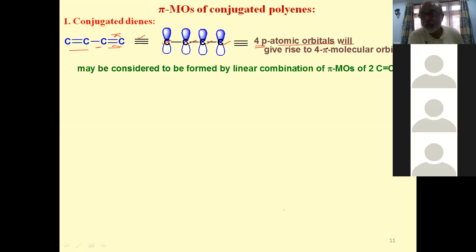Like in hydrogen, 2 atomic orbitals, 1s and 1s, combine to give us 2 molecular orbitals, one sigma bonding and one sigma anti-bonding. So it was also in the pi bond. 2 p orbitals combined to give us 2.